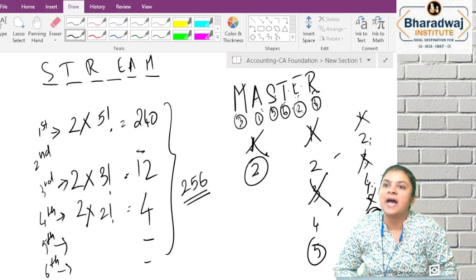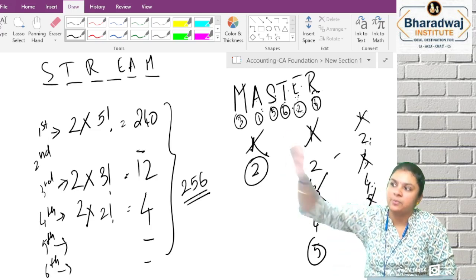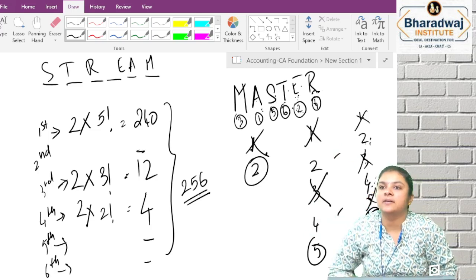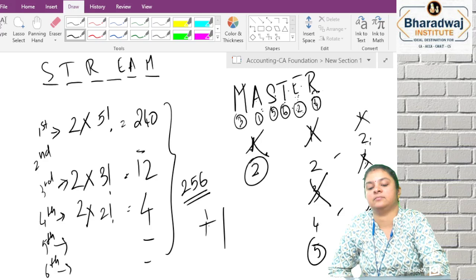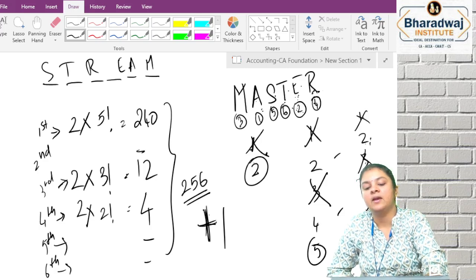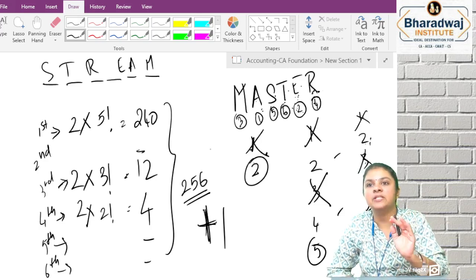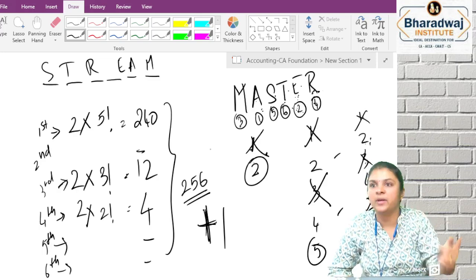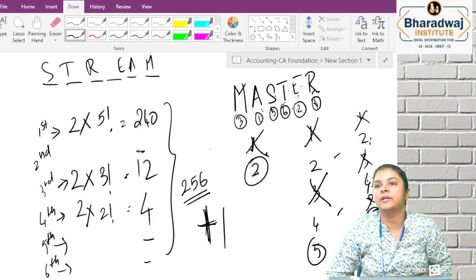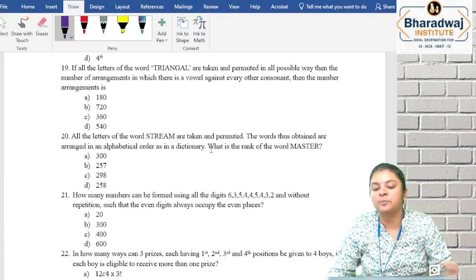256 positions are gone. So which will be the word's rank? Always, once the number of item positions gone is computed, plus 1 will be the given word's position in the rank order. So 257th position.